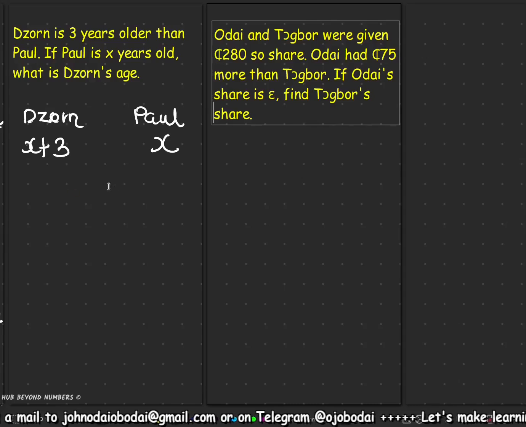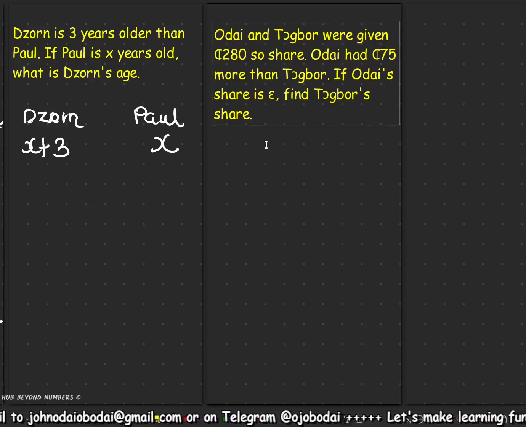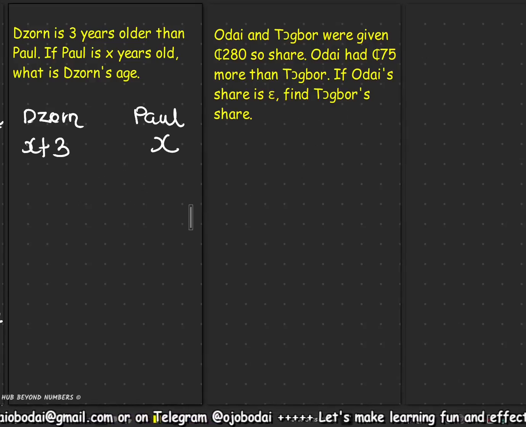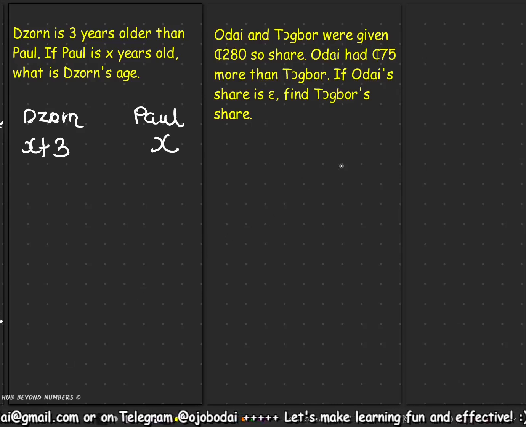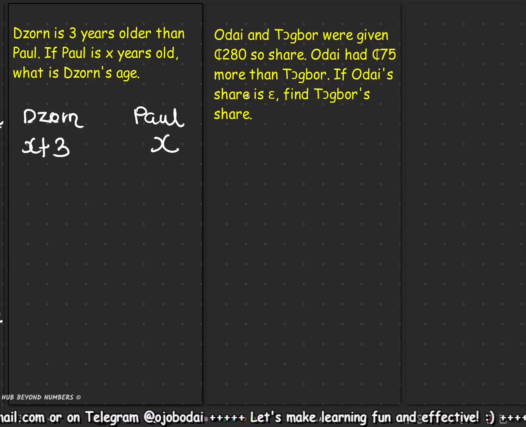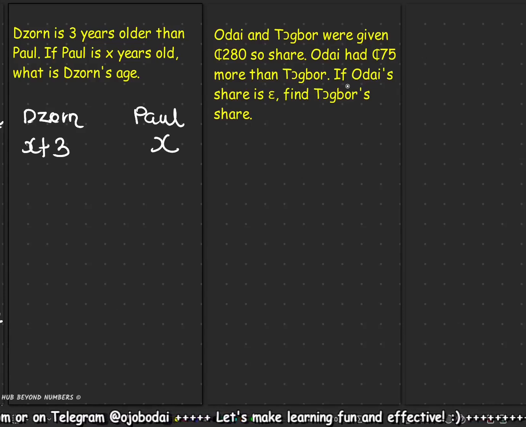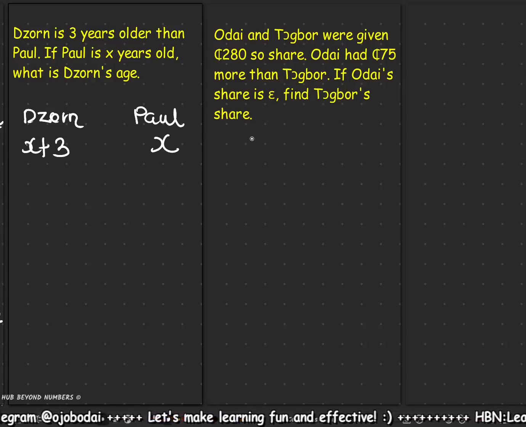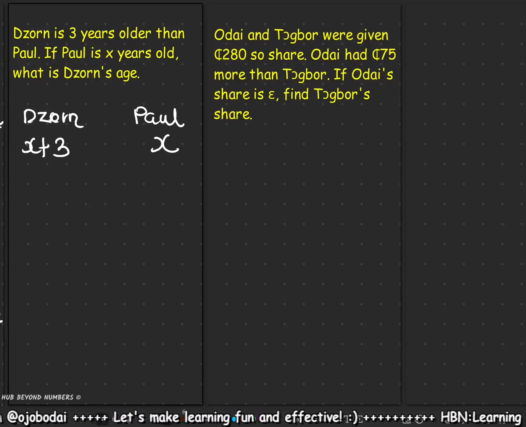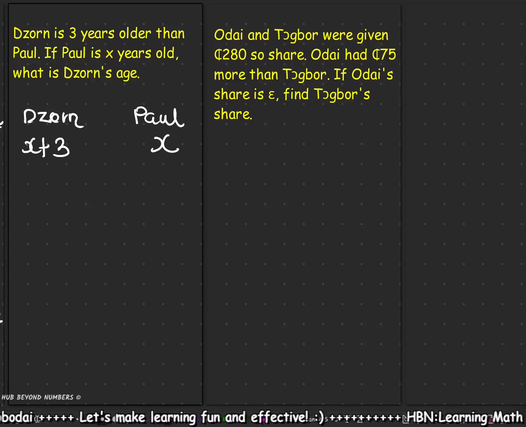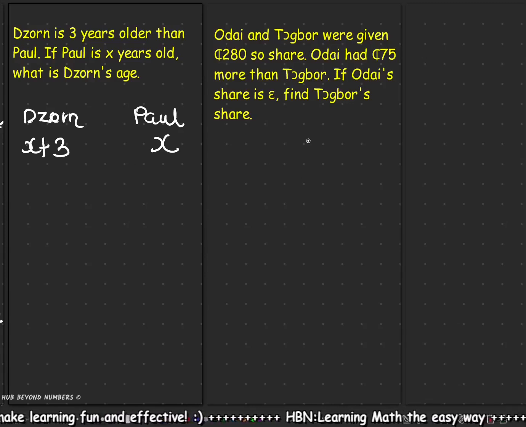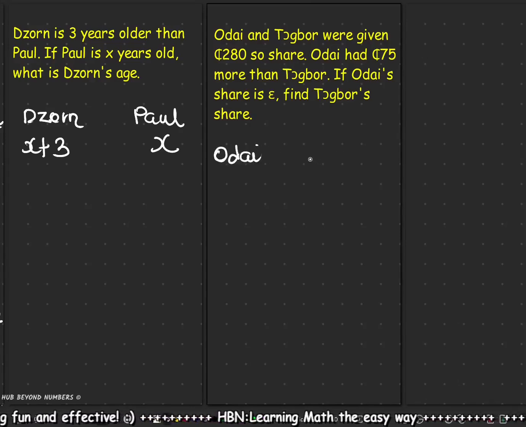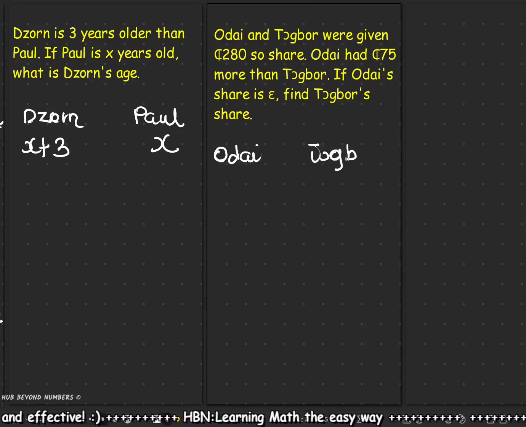Okay. So this last question here says, Odai and Togbo were given 280 Ghanaian cedi to share. Odai had 75 cedis more than Togbo. If Odai's share is A, find Togbo's share. All right. So how do you go about this problem here? It is important you look at the entities involved. There are two, right? The first one is Odai, and the next one is Togbo over here.